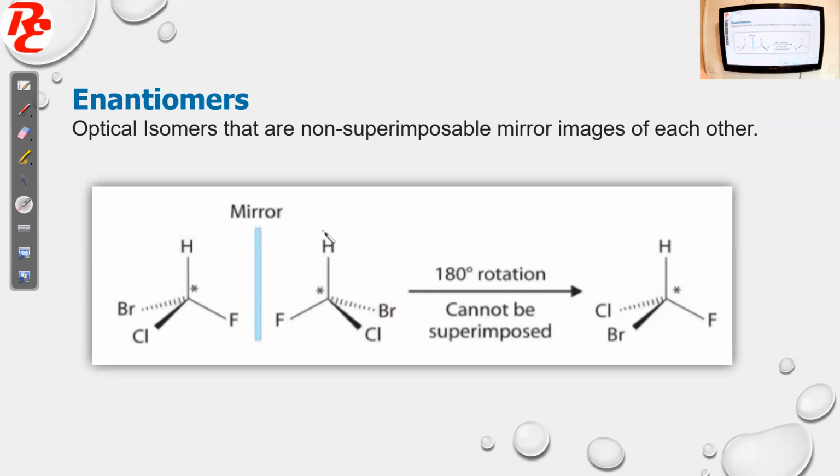And what are enantiomers? The optical isomers. These are optical isomers that are non-superimposable mirror images. I can't superimpose these two mirror images even after rotation. Now here I'm rotating this molecule. After rotation, it looks like this. Even after the rotation, I can't superimpose this molecule on that. Therefore, I can say these two molecules are enantiomers. So enantiomers are optical isomers that are non-superimposable mirror images of each other. They are mirror images, but you can't superimpose them.